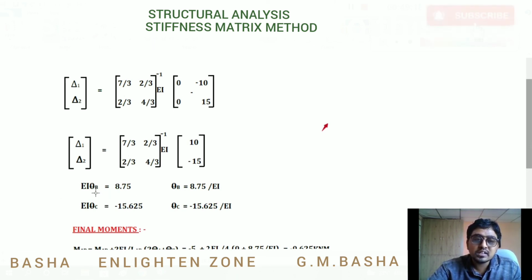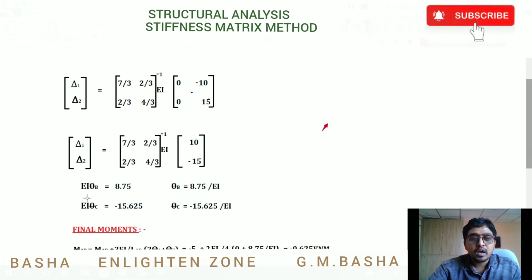So delta 1 will be equal to theta B. Already I told you delta 1 or theta B. Again, EI theta C will be equal to minus 15.625. It is better to simplify in your calculator directly, and you will get these two values. If I want theta B, that will be equal to 8.75 divided by EI. If I want theta C, it is minus 15.625 divided by EI. Why am I taking this? It is easy to substitute in the formulas.